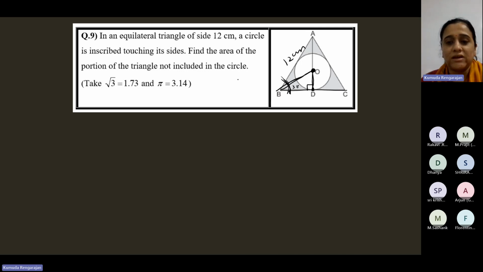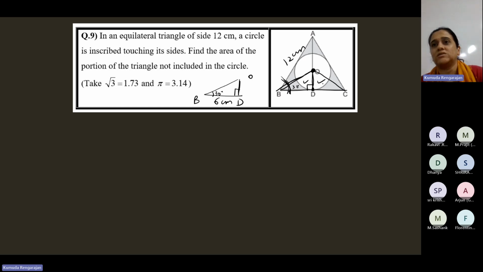Now in this right triangle OBD, we have 30 degrees here. Correct? What else do we have? We know BD. How much is BD? 6 centimeters. Because you can join this and show that these two triangles are congruent to each other. So by CPCT, this full thing is 12, because in an equilateral triangle all the sides are 12. So it's going to be 6 here and 6 here.